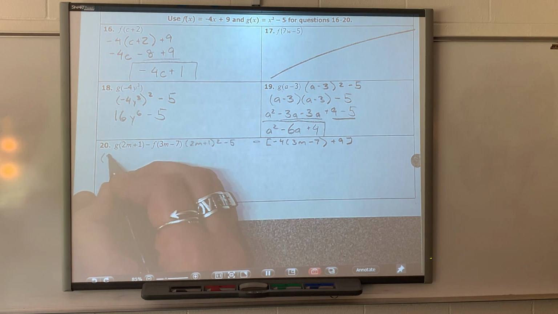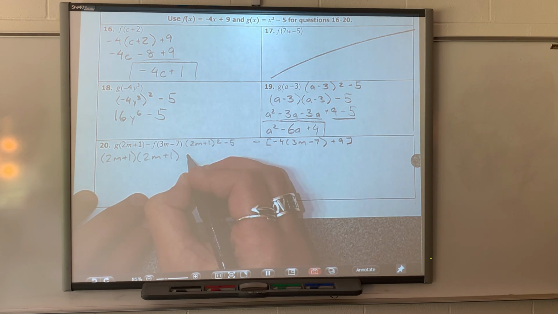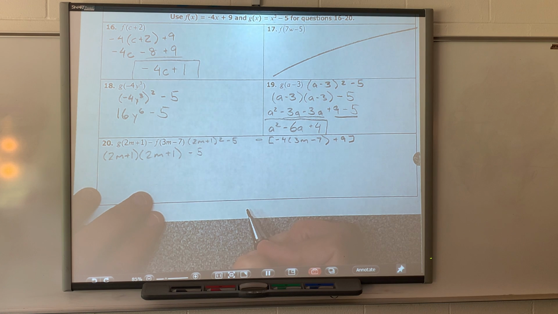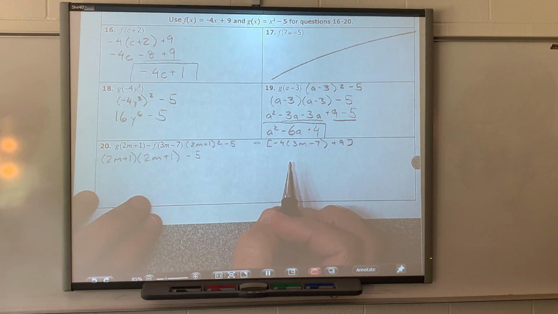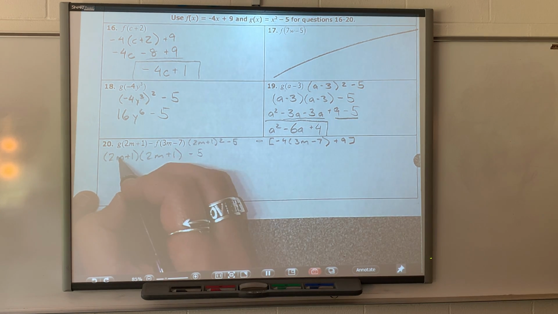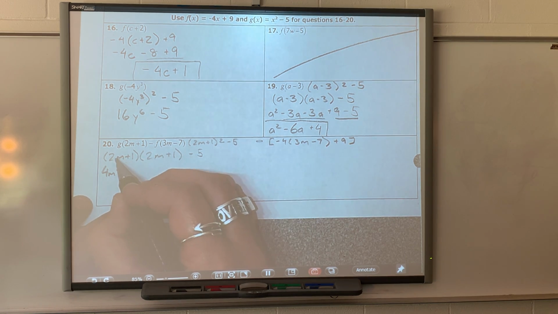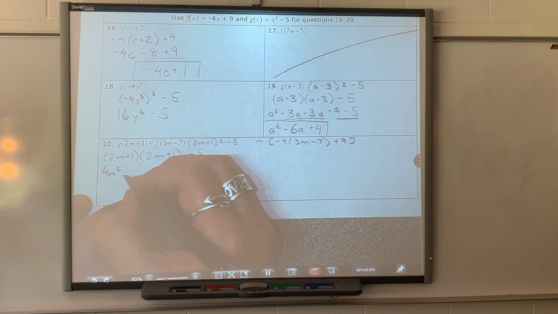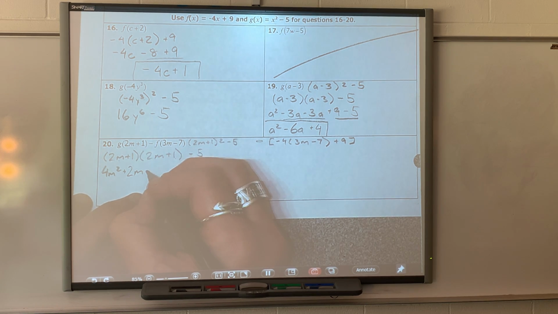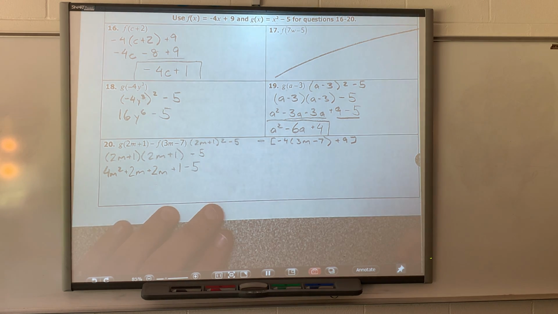Now I'm going to work G. 2m plus 1 squared means I need 2m plus 1 times 2m plus 1, and then I still have this minus 5 back here. We can't drop the minus 5. Don't forget about it. So I have to FOIL this part. 2m times 2m gives you 4m squared. 2m times 1 is 2m, and then the inside terms, 2m times 1 again is 2m, and then 1 times 1 is 1, and then I still have minus 5 back here.